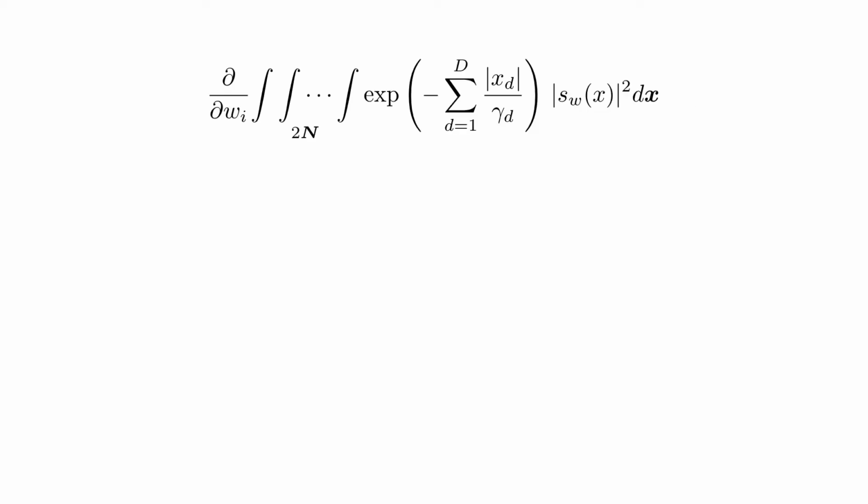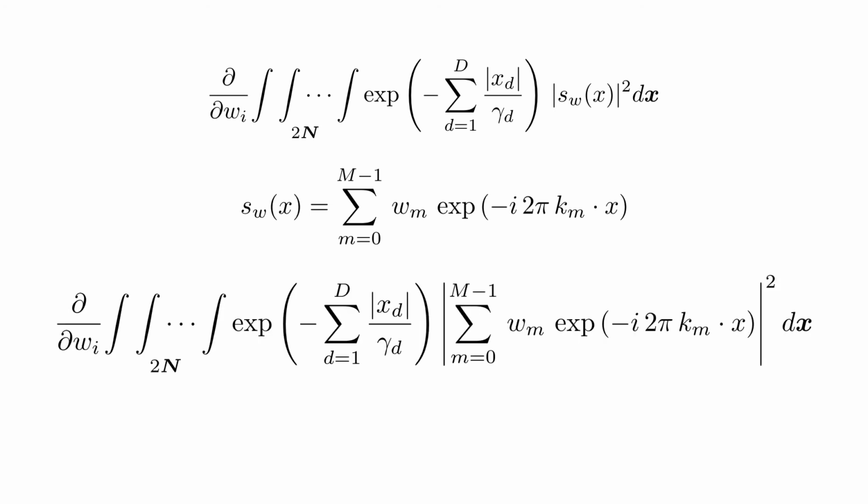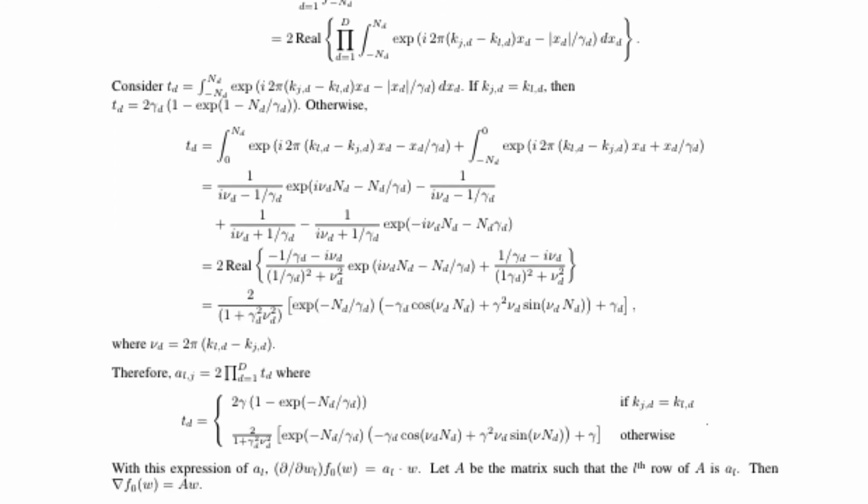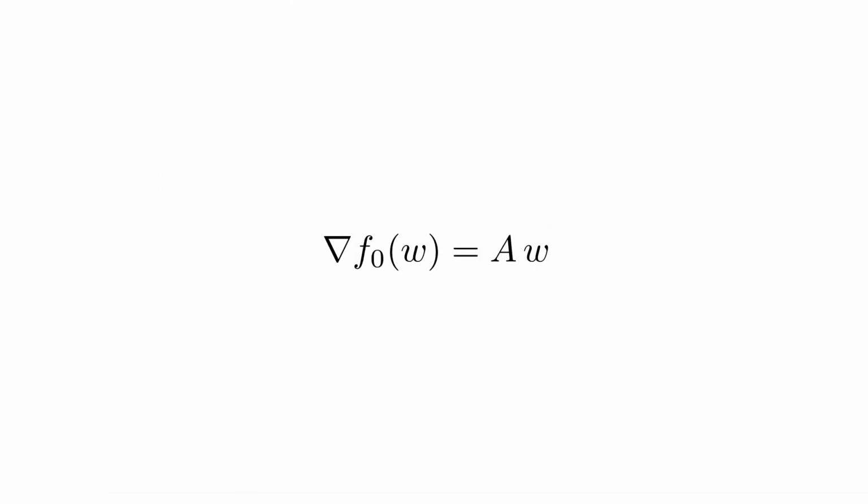To find the gradient of the objective function means that we want to take the partial derivative with respect to each of the elements of w. Recall that this is the definition of the impulse response, so when we put this into the objective function, this is the expression of the partial derivative that we want. Calculation of that partial derivative is somewhat involved. I welcome you to review the manuscript for the details, but most amazingly, when you're done, the gradient of the objective function is a simple matrix multiplication with the vector w.